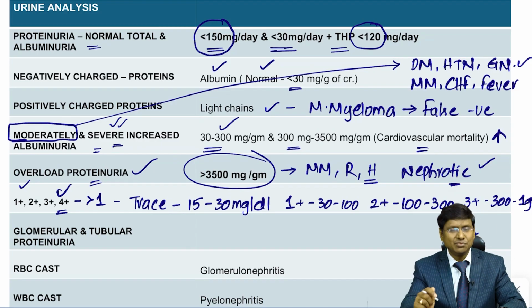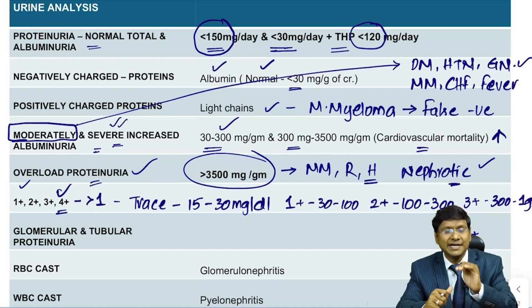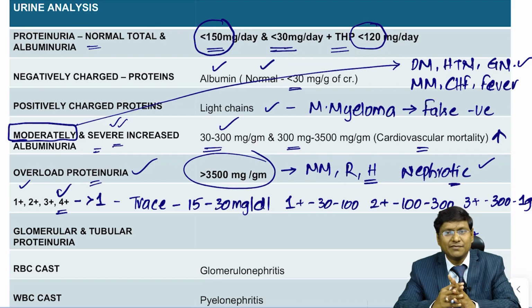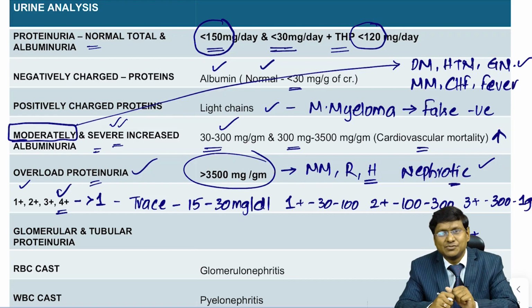Okay. Then we have two more terminologies called glomerular proteinuria and tubular proteinuria. Glomerular proteinuria results from the leakage of the plasma proteins through the glomerular filtration barrier. Whereas tubular proteinuria results from failure of the tubular absorption of low molecular weight plasma proteins. That is what is called tubular proteinuria.